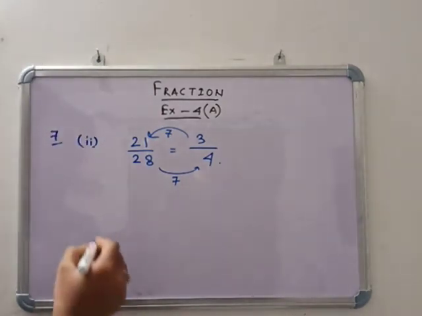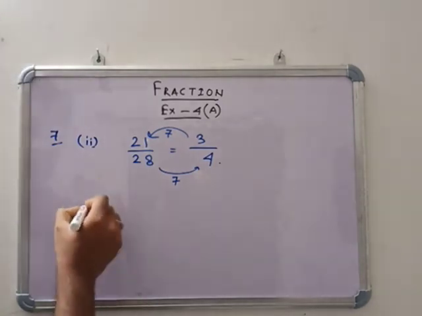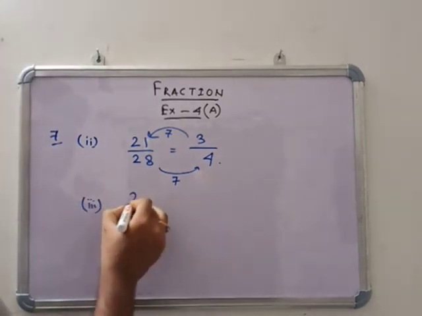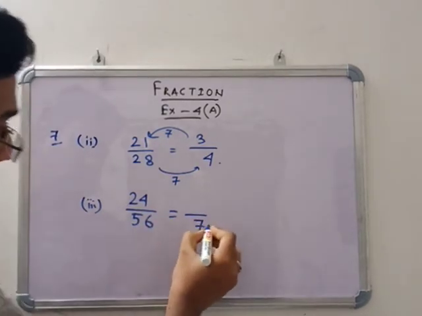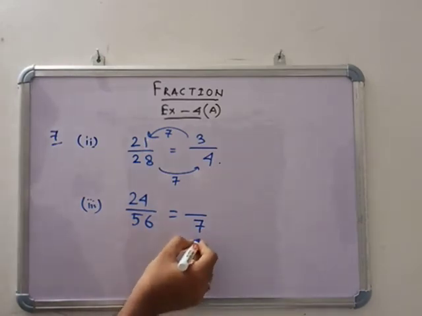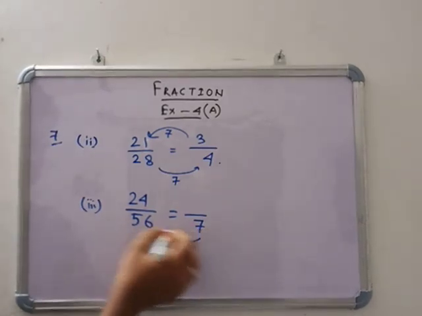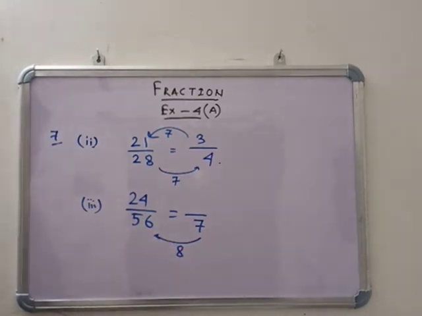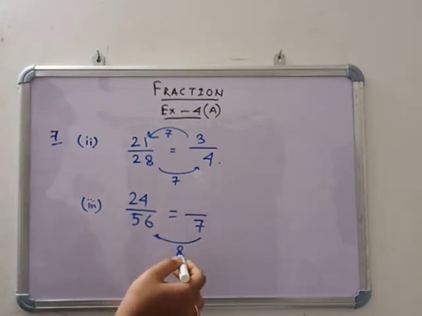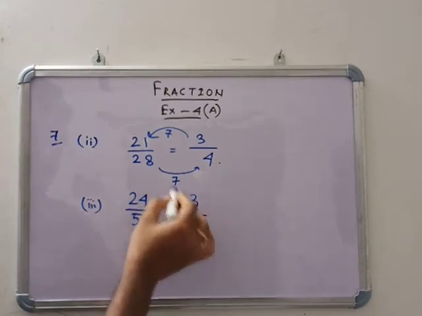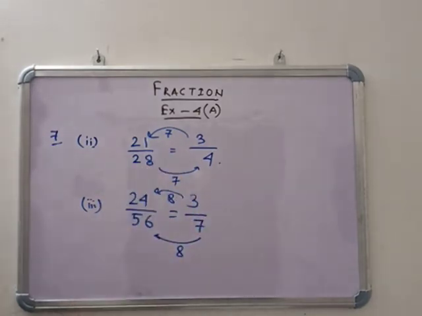Next one, number 3, 24 by 56 with denominator 7. Now if we divide these two, we get 8. Okay. Now, which number multiplied by 8 gives 24? 3. Okay. So, 3 by 7 is the answer. Next one.